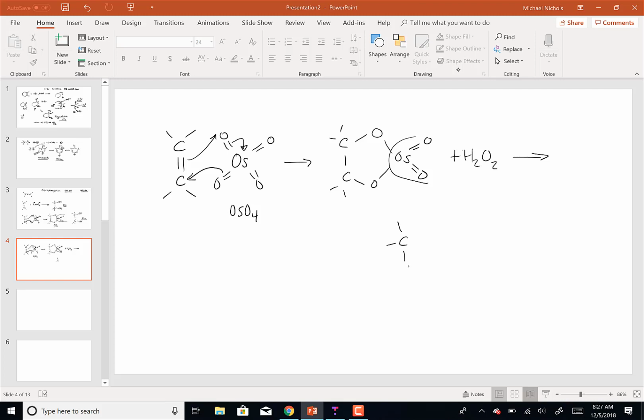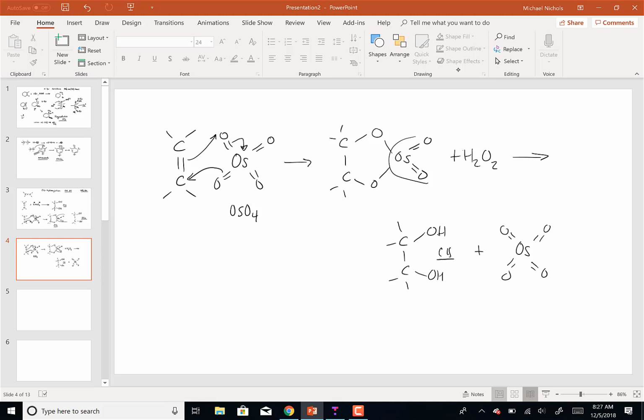And so what happens when the hydrogen peroxide reacts with this species is that you end up forming your final product with the two OHs, again adding cis. But then what the hydrogen peroxide does is it reoxidizes the OsO4 back to its original form. So osmium is a metal that's exceptionally expensive. And so we can't react 1 molar equivalent of osmium with the double bond. That would be way too expensive.